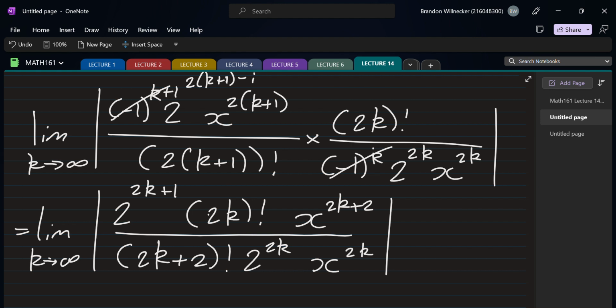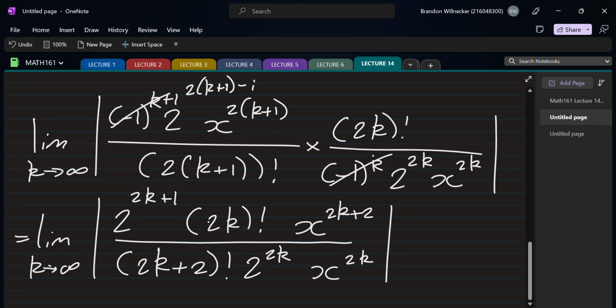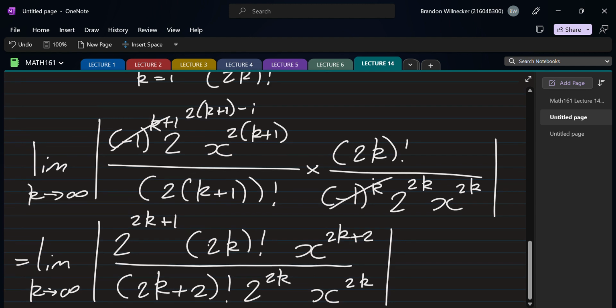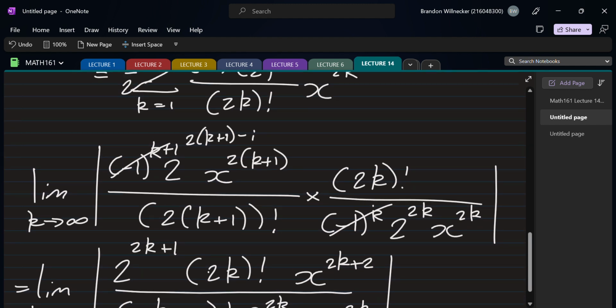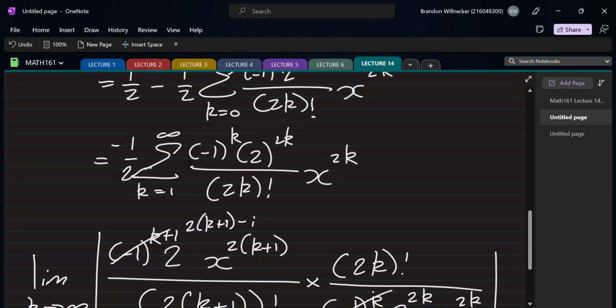Okay, yes, sir, I do not understand that part where we have our 2k factorial. How did we do that? This top part, the top one. So that 2k factorial came from this denominator here. So the denominator there became the numerator when we did that division. Okay.